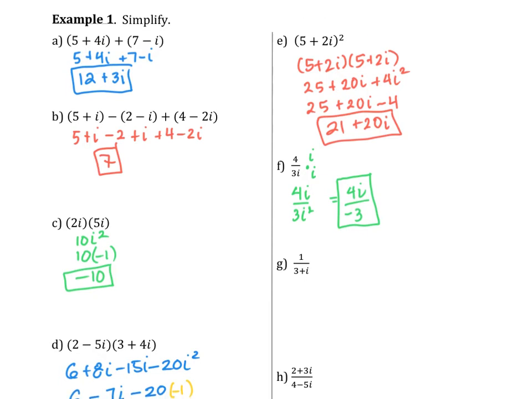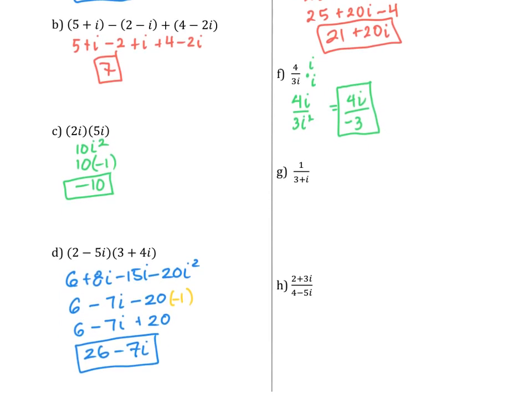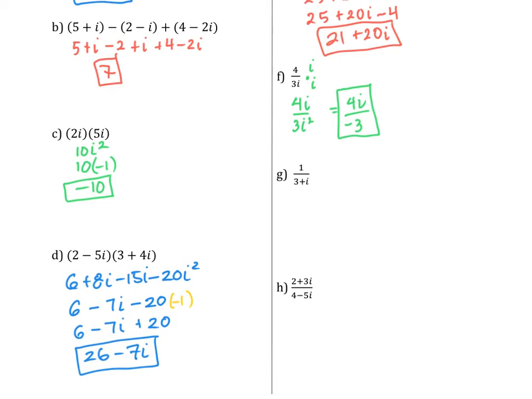Now part G has a similar problem as F. It's 1 over 3 plus i. I cannot leave the i in the bottom. The dilemma with this one is if I multiply the denominator by i, I'm going to end up with 3i plus i squared. So I'm still going to have an i in the denominator, which isn't going to help my situation at all.